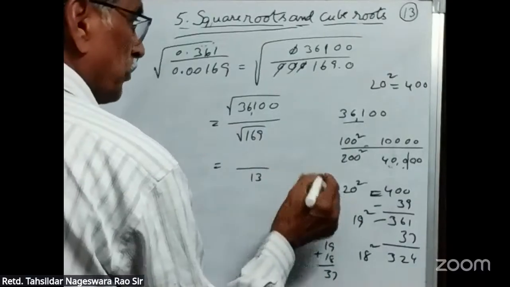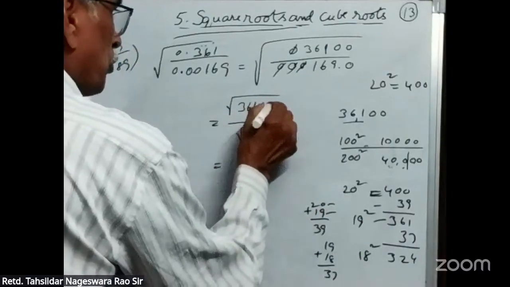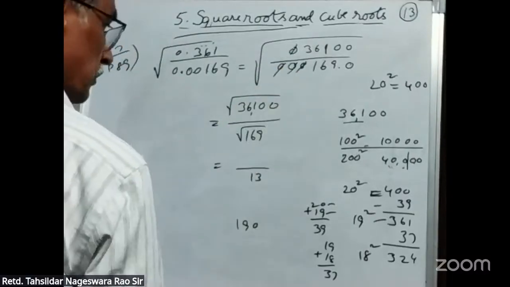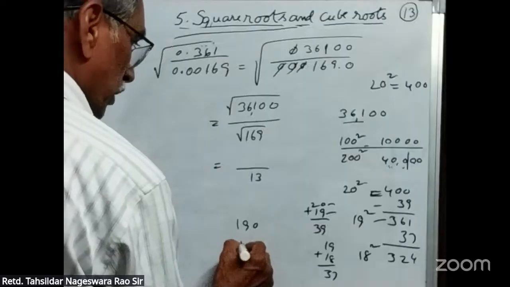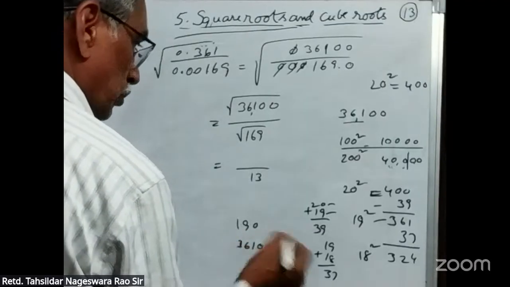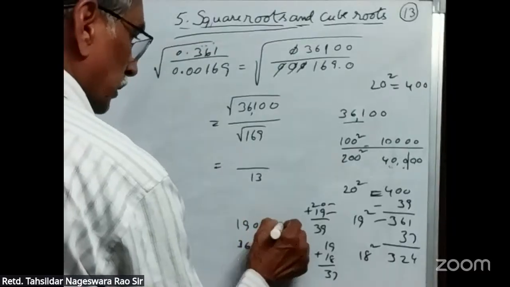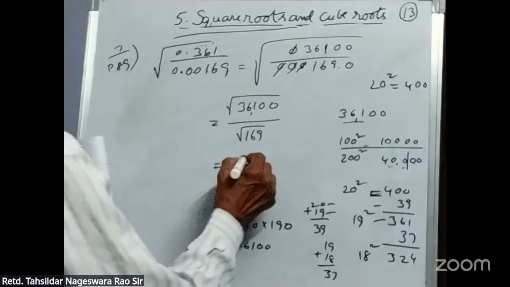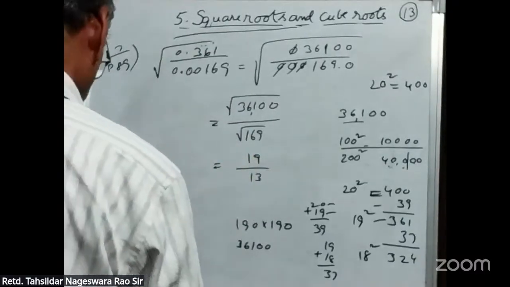If it is 19 square, if you add a 0, 190 square will be 36,100. That's all. 19 square is 361. The square will have 2 zeros. 190 into 190. 19 by 13. That is the answer.